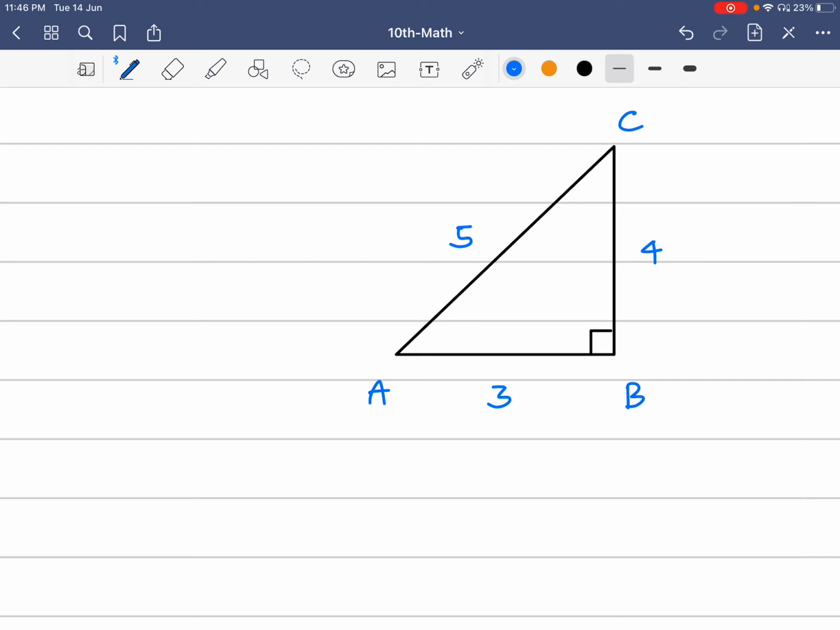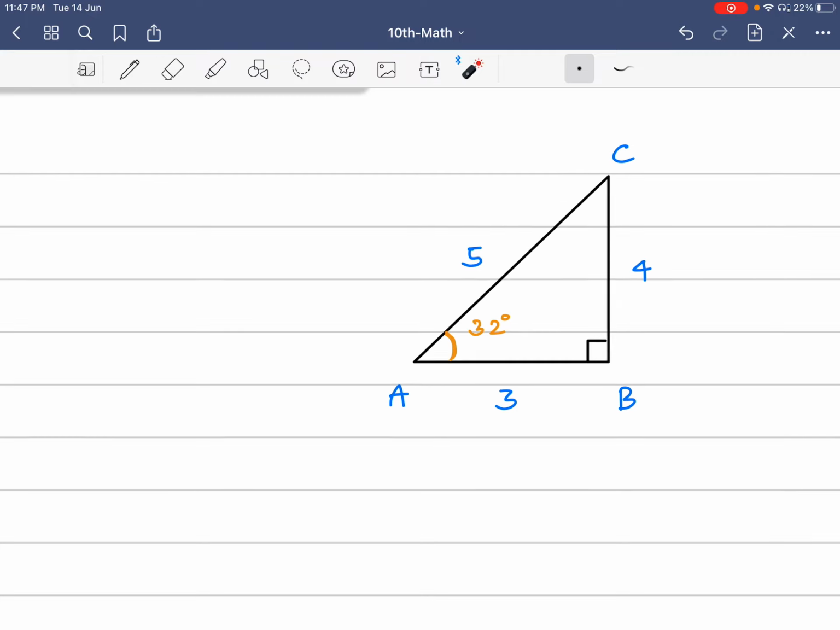Now in trigonometric ratios the focus is always on the angle. So you have to choose an angle before we start discussing trigonometric ratios. Here we choose angle A. Let's assume this angle A has some value, say randomly, 32 degrees. So this angle A, this CAB, is 32 degrees.